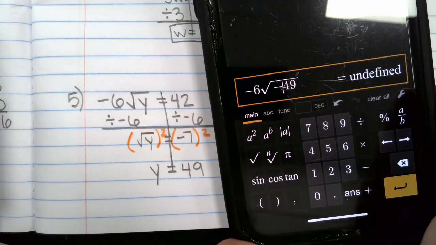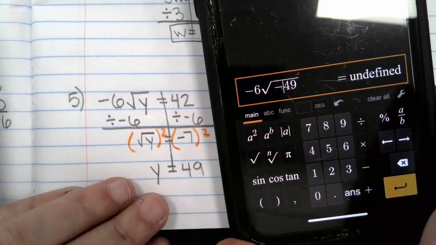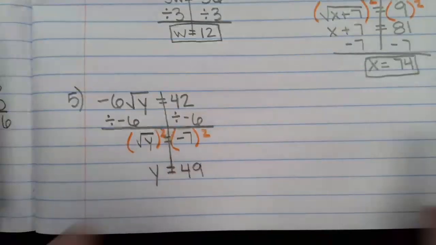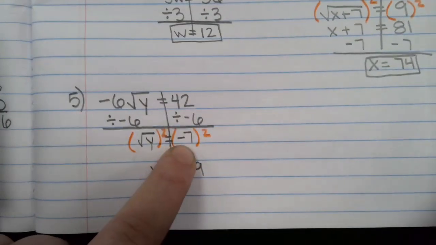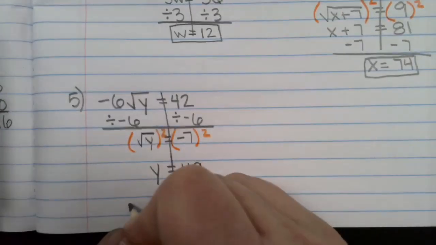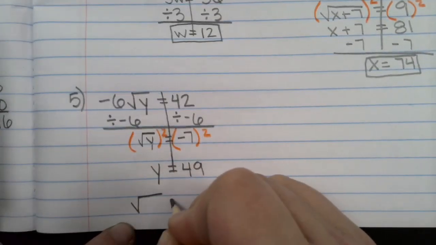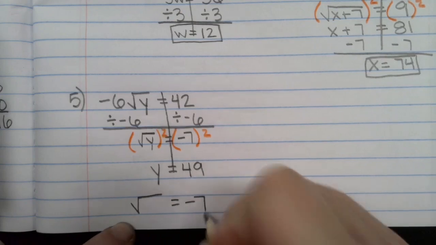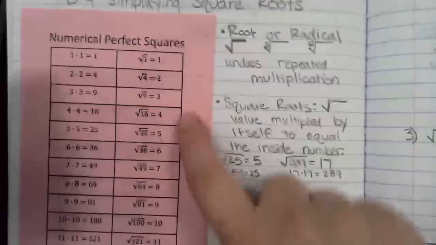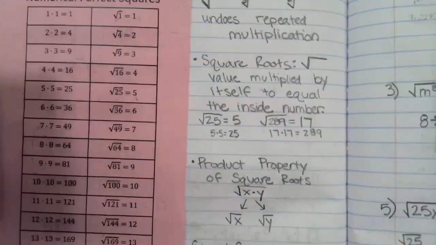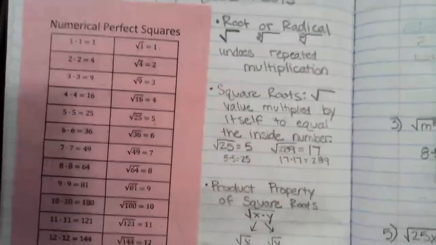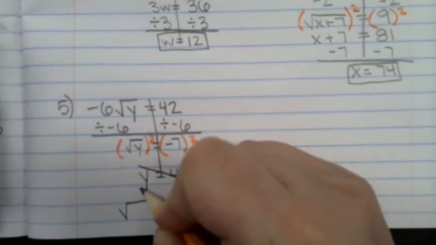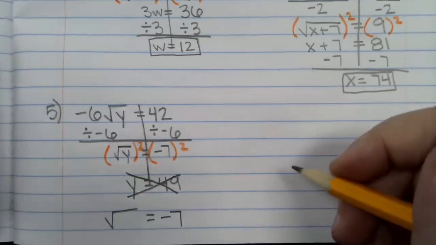Can I square root a negative? Nope. So the thing is that when we did this square root of y equals negative 7, if I'm thinking the square root of a number equals negative 7, I'm going to look back at my pink sheet. Anytime I take a square root of a number, what kind of numbers do I get for all my answers? Positive. There is no answer here where I get a negative 7. It doesn't work. So for y equals 49, that's not our answer. There's never going to be an answer for this one.